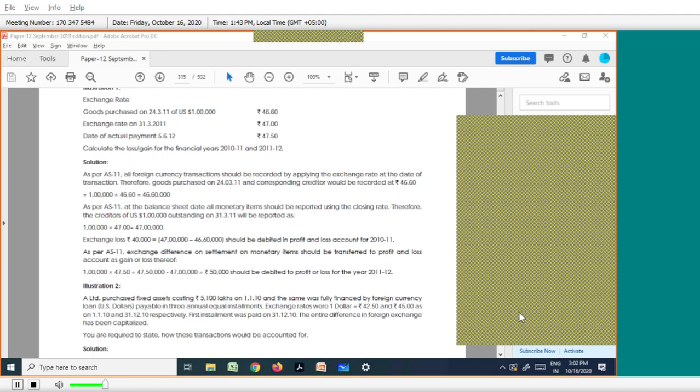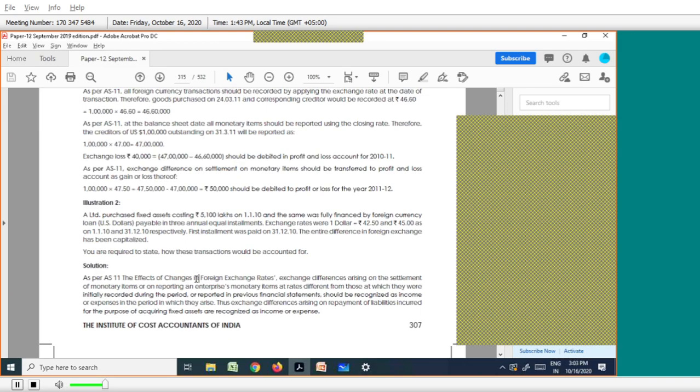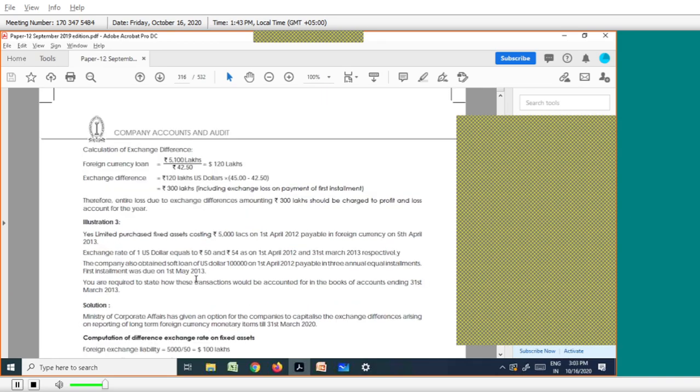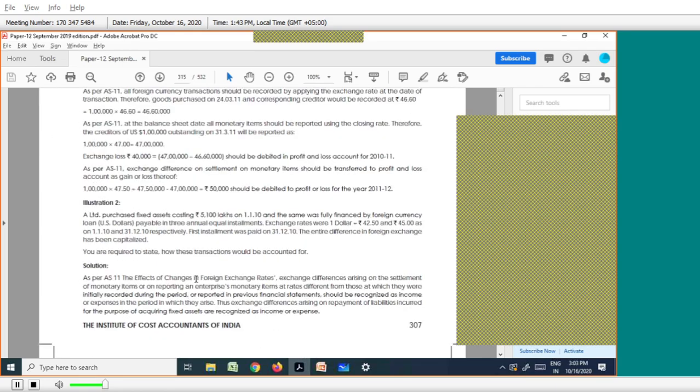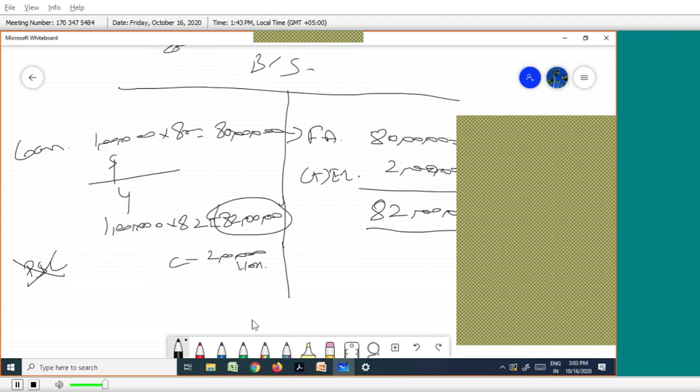So as per the question, what is the question? A Limited purchased fixed assets costing rupees 5,100 lakhs on 1/1/10, and the same was fully financed by a foreign currency loan payable in 3 annual equal installments. Exchange rates were 42.5 and 45 as on 1/1/10 and 31/12/10. The first installment was paid on 31/12/10. The entire difference in foreign exchange has been capitalized. You are required to state how this transaction would be accounted for. This is the question.